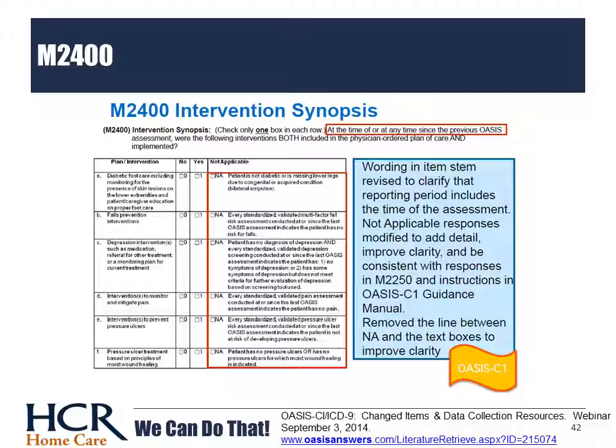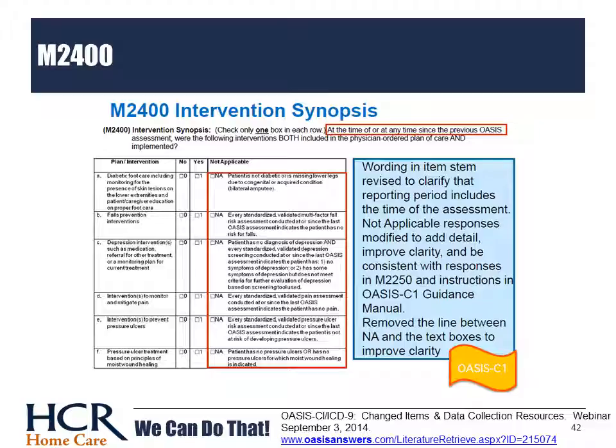The biggest change here is all the NA items have had some sort of clarification to make it more clear when NA is appropriate to choose. So now looking at diabetic foot care, we can choose NA if the patient is not diabetic or is missing lower legs due to a congenital or acquired condition such as a bilateral amputee. We can choose NA for falls prevention if every standardized, validated, multi-factor falls risk assessment conducted at or since the last OASIS assessment indicated the patient has no risk for falls.